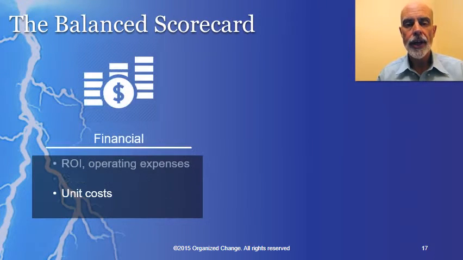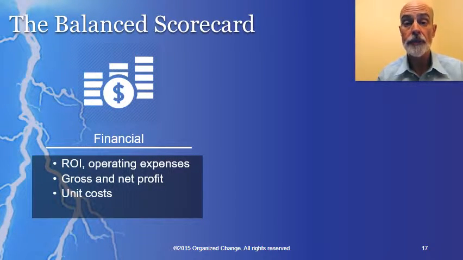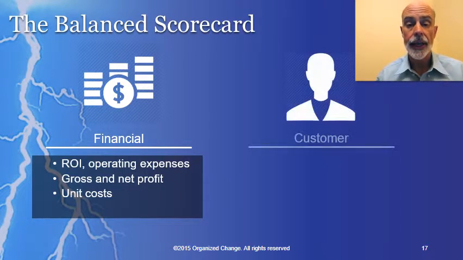One way of creating multiple measures of success for an organization is to use what's called the balanced scorecard. The balanced scorecard has four parts to its measurement system. The first part are what you might want to call the traditional financial measures, such as return on investment, return on equity, operating expenses, gross and net profit, unit costs, and the like.